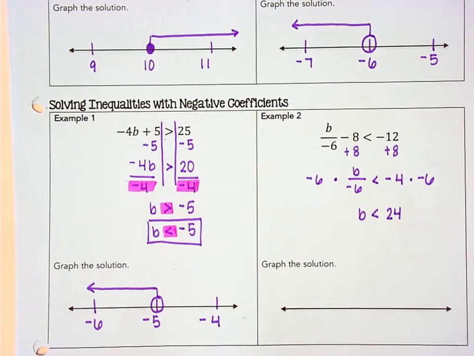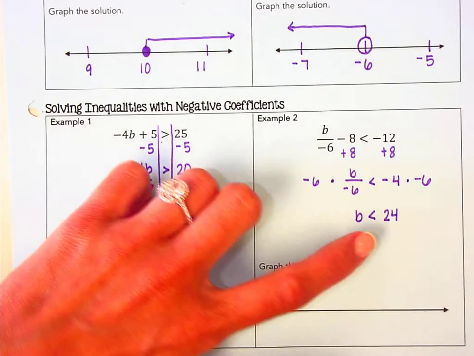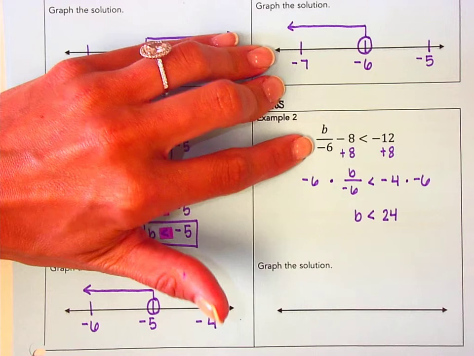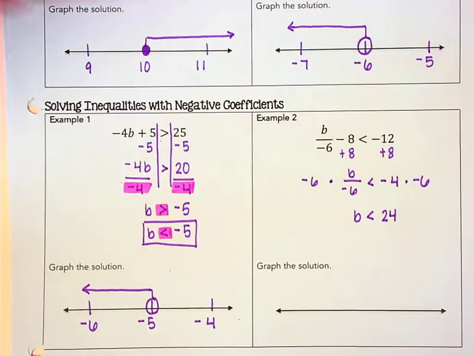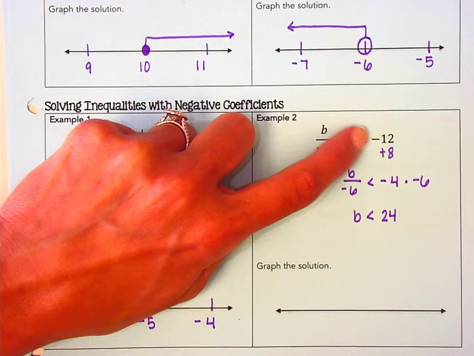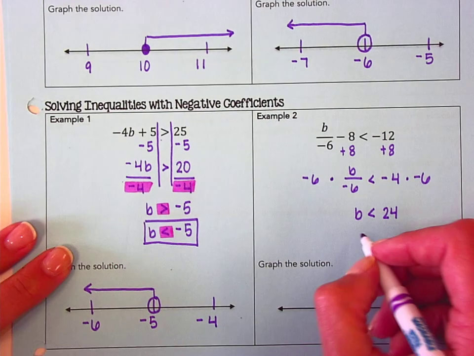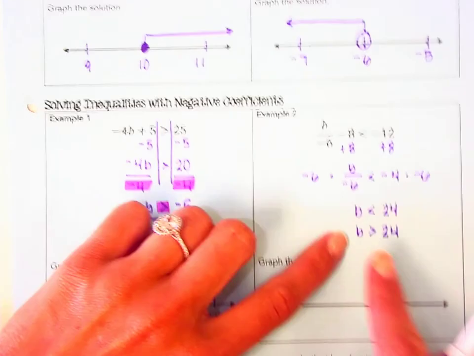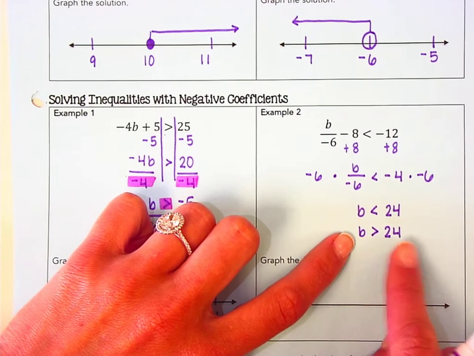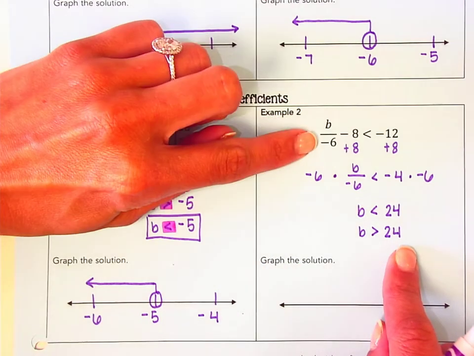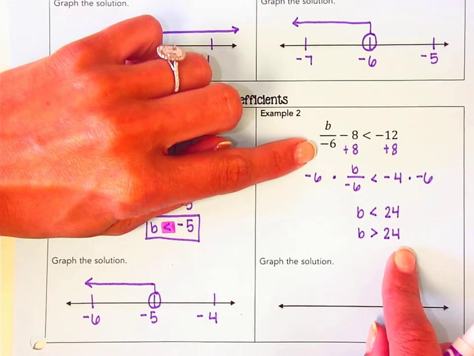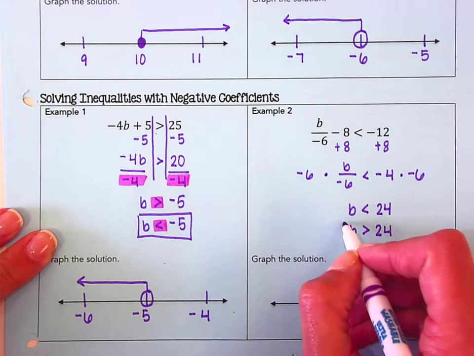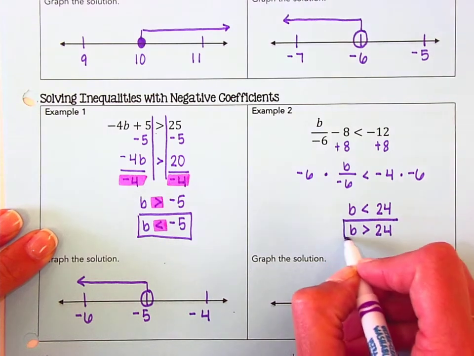If we choose a value less than 24, so for example, 18 is less than 24, 18 divided by negative 6 is negative 3. Negative 3 minus 8 is negative 11, and negative 11 is not less than negative 12. It's actually greater than negative 12. So we need to flip that inequality sign to make this true. So we can pick a value greater than 24. So 30 is greater than 24. 30 divided by negative 6 is negative 5. Negative 5 minus 8 is negative 13, which is less than negative 12. So flipping that sign again makes that inequality true.